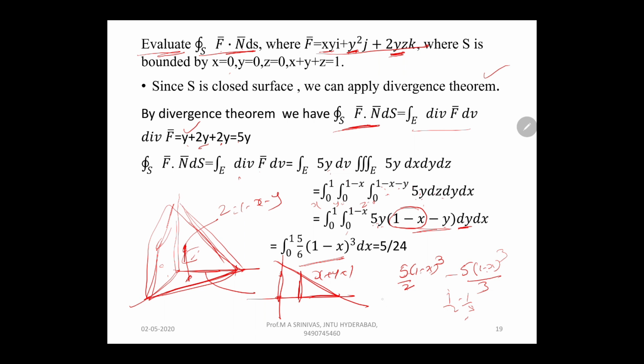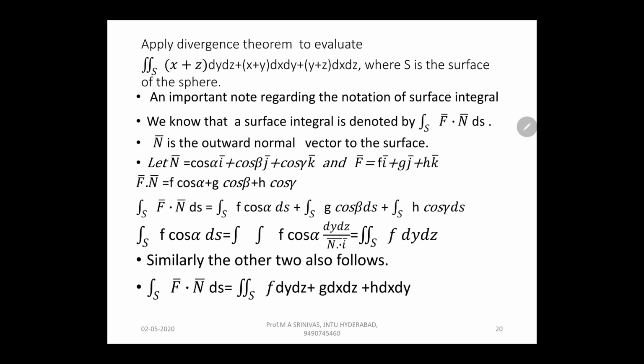Again, what is the integral of 1 minus x whole cube? 1 minus x whole to the power of 4 by minus 4 between the limits 0 to 1. Upper limit, if I substitute, gives 0; if I substitute the lower limit, I'll get minus 1 by 4, because it is lower limit, minus or minus plus 1 by 4. Already you have 5 by 6 into 1 by 4, that is 5 by 24. This is simple integration, that is why I have not expanded all the steps. So the surface integral value is 5 by 24.